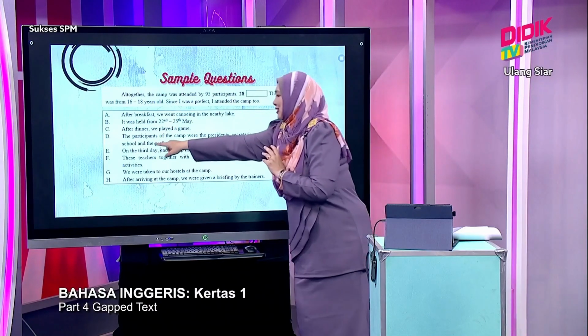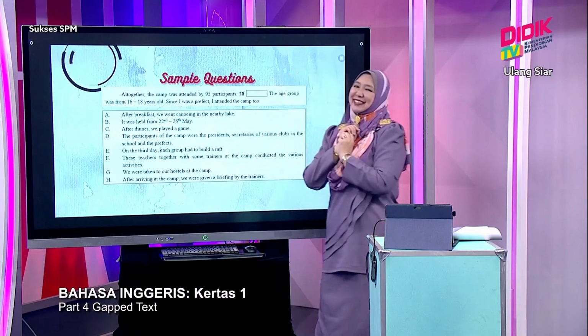Perfect. I think that's also very important, what you shared earlier, of how we should reread the sentence to see that our answer really fits into the entire paragraph.